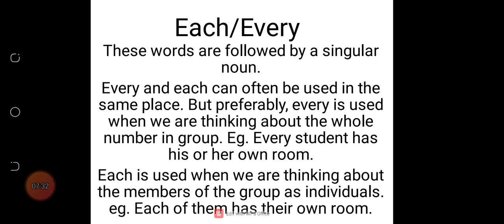All right. Each is used when we are thinking about the members of the group as individuals. When we use each, we are considering the members of the group as individuals. We are picking them individually. So that's the difference between every and each. In this sentence we have: each of them has their own room.